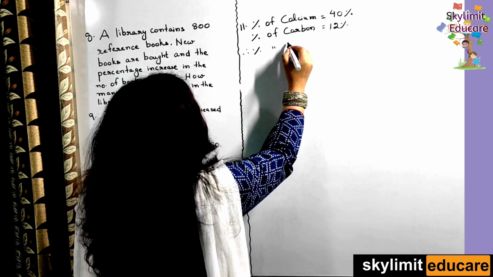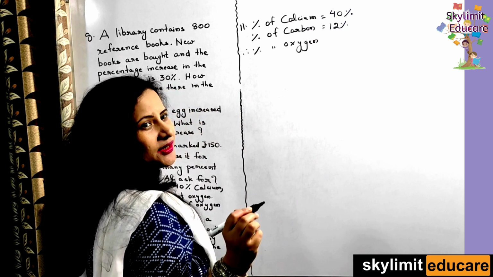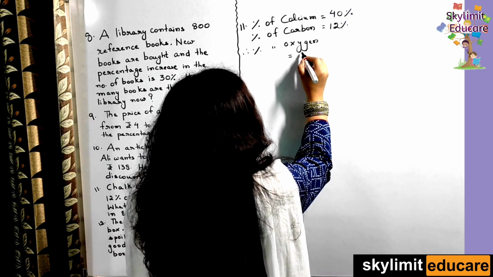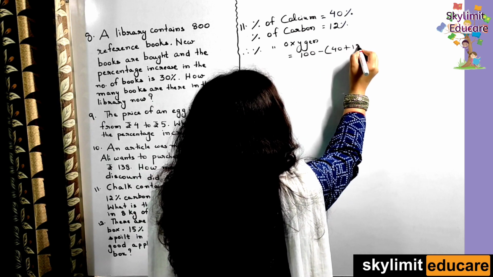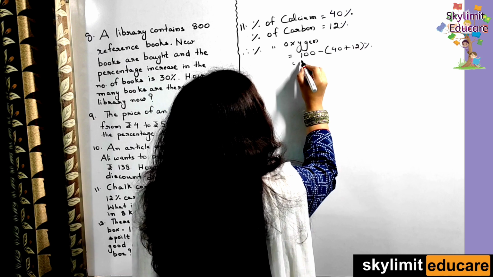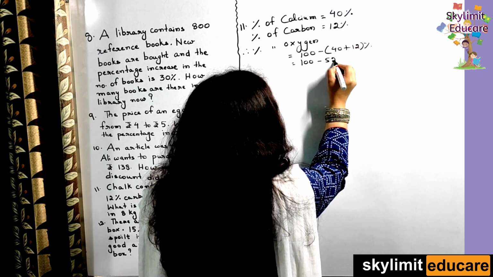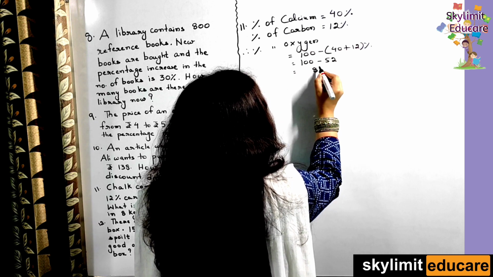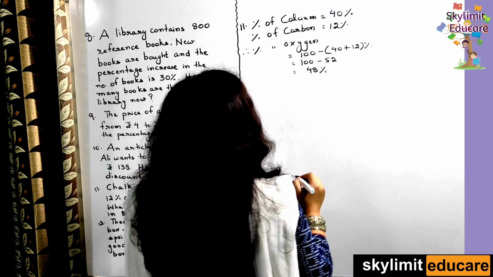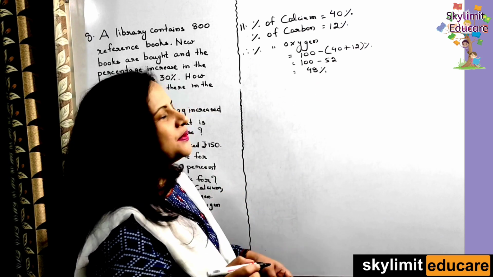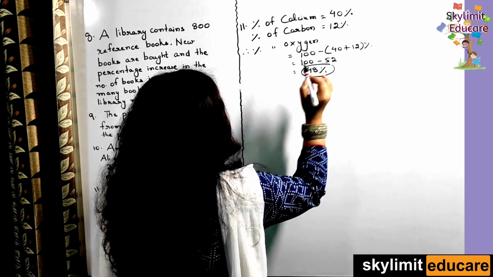Therefore, percentage of oxygen. So total percentage is always 100. Remember it. So percentage of oxygen will be 100 minus (40 plus 12). Clear? So this is 100 minus 52. That will give us 48. So we got the percentage of oxygen as 48%. Clear?